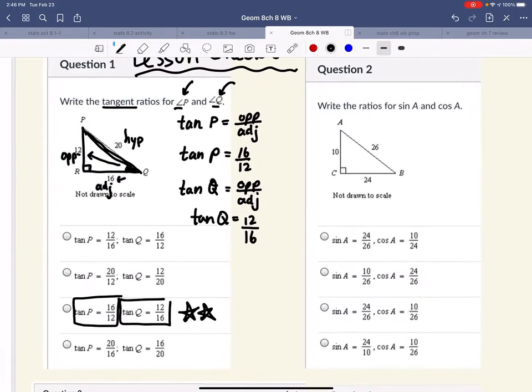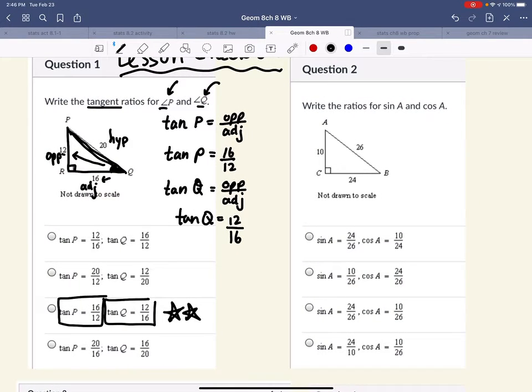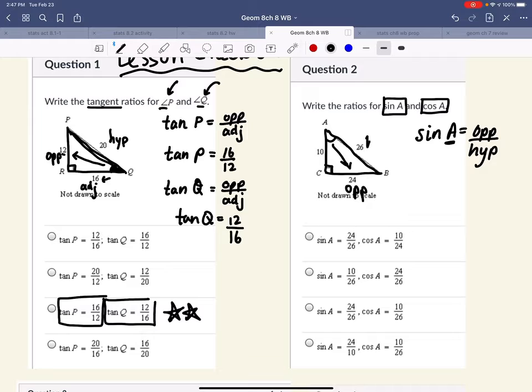Now for question number 2, this is also the setup. Reading the question very carefully, it says find the sine of A and then find the cosine of A. So the sine of any angle is opposite over hypotenuse. I take my right triangle and identify my reference angle, and this side is opposite. The long side opposite the box is the hypotenuse, and this is my adjacent side. So it looks like I need to fill in opposite is 24 and hypotenuse is 26.